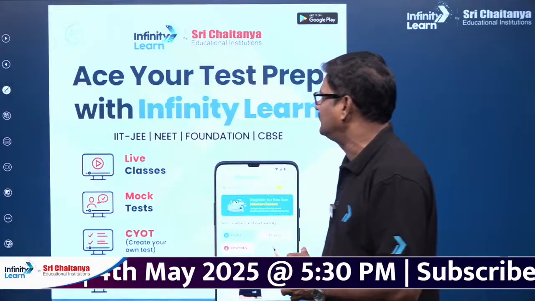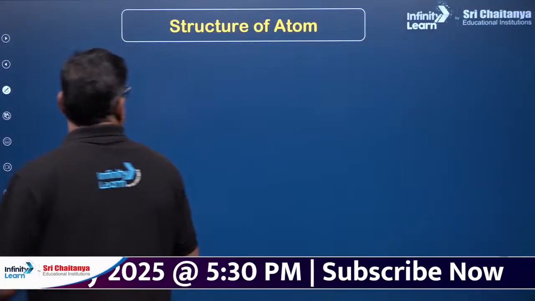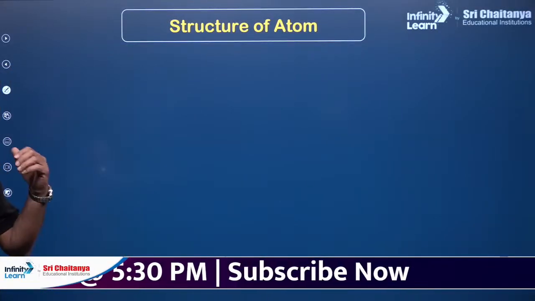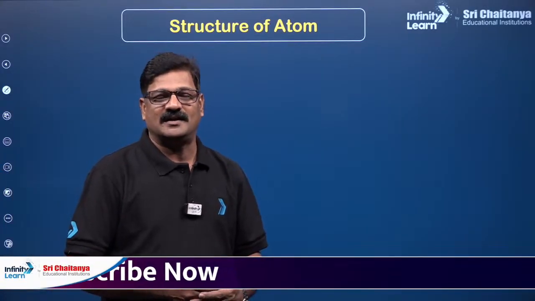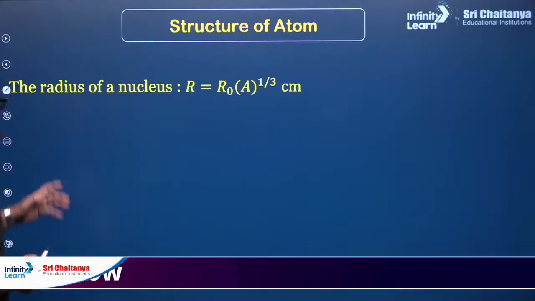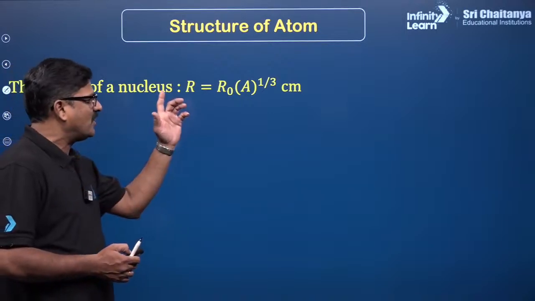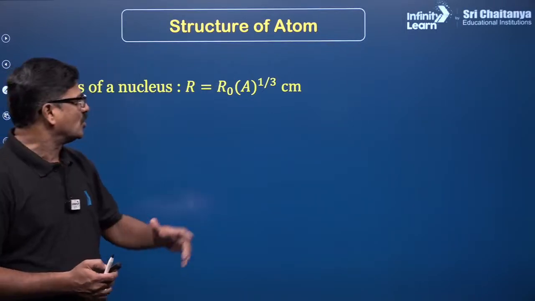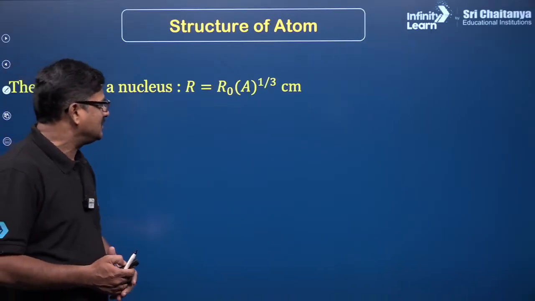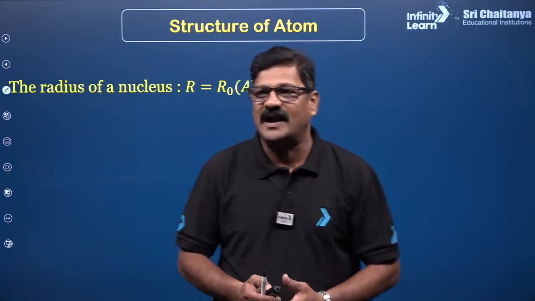My dear children, here we are in structure of atom. In the structure of atom, right from the beginning of the Rutherford model, Bohr's model, quantum theory, and everything we'll see. So the radius of the nucleus is r equal to r naught A to the power 1/3 centimeters, where A is the atomic mass number of the atom.